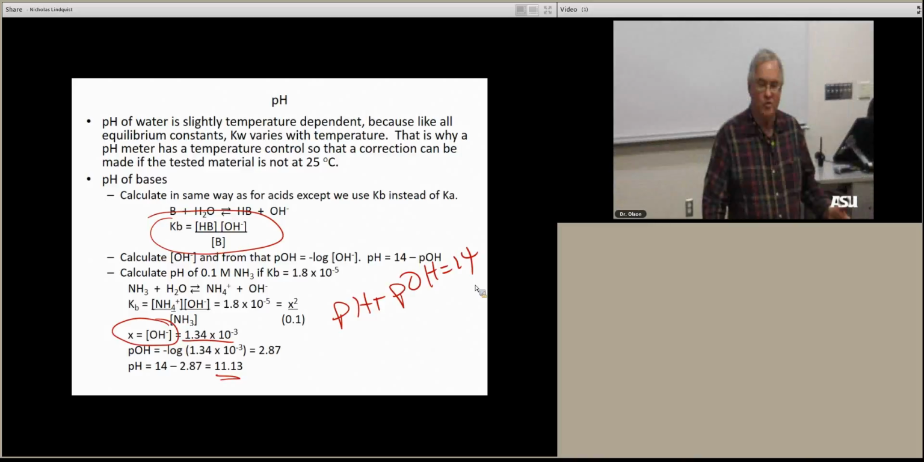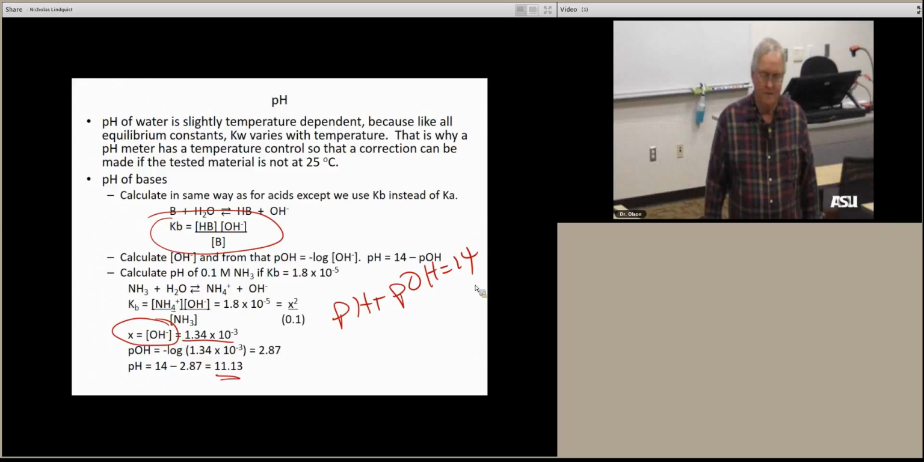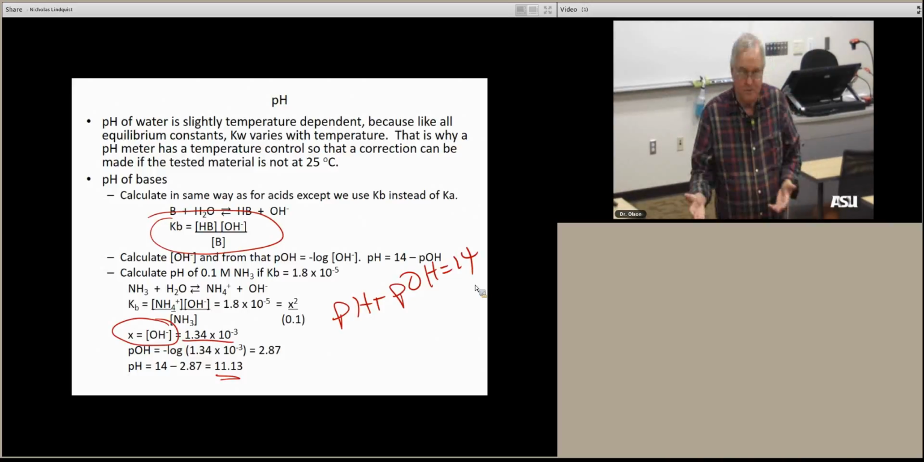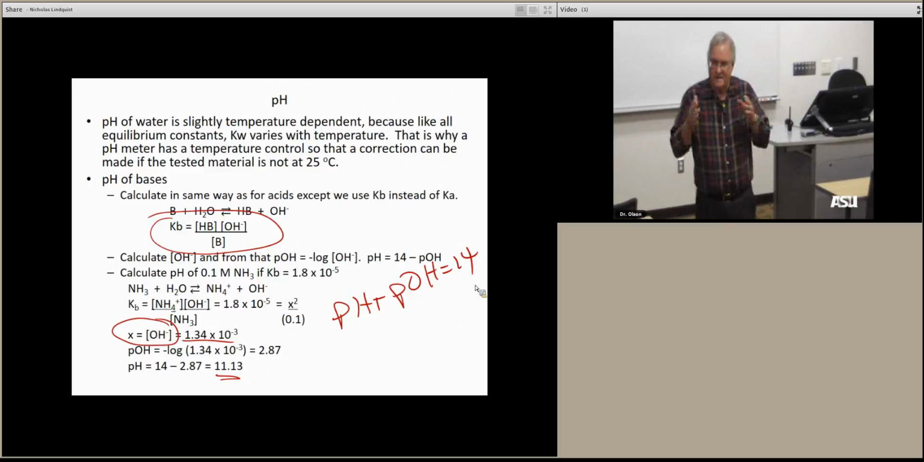For neutral water, what's the pH? 7. What's the pOH? 7 too. That makes sense because the hydrogen ion and hydroxide concentrations are equal in neutral water. So for calculating the pH of bases, you calculate the hydroxide concentration first, then get pOH, then subtract that from 14 and you'll get pH.